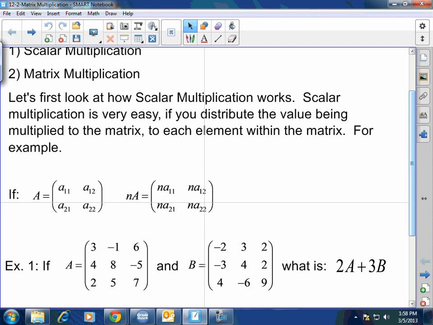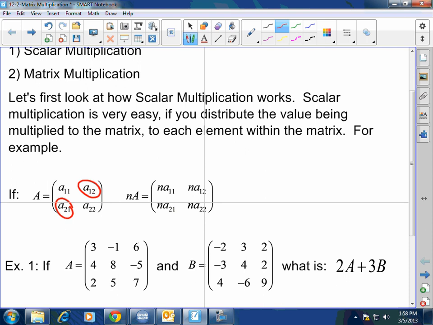And matrix A, remember what these things mean? This little A11 means row 1, column 1. This guy here is row 1, column 2, and row 2, column 2, okay? And this I messed up. It's row 2, column 1.